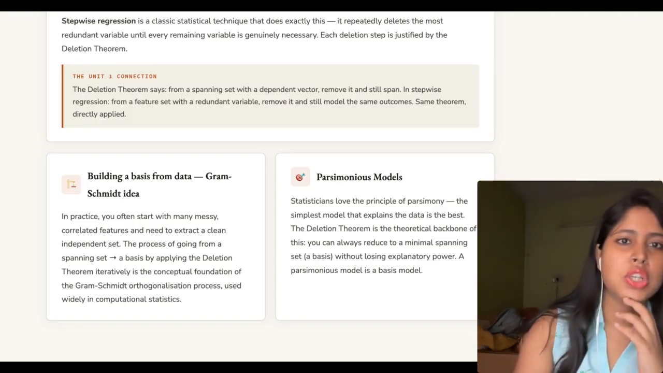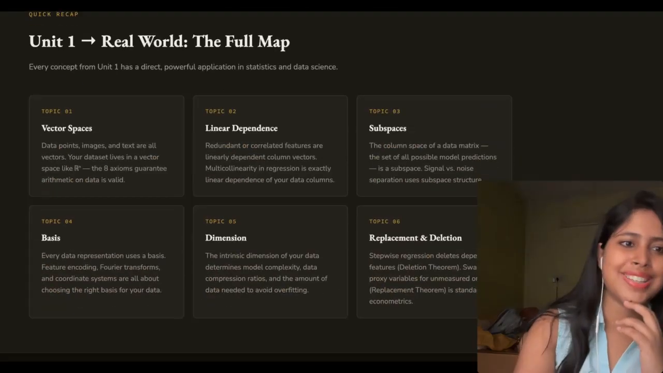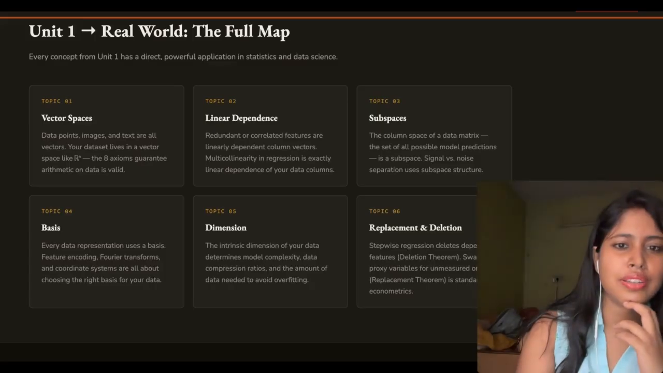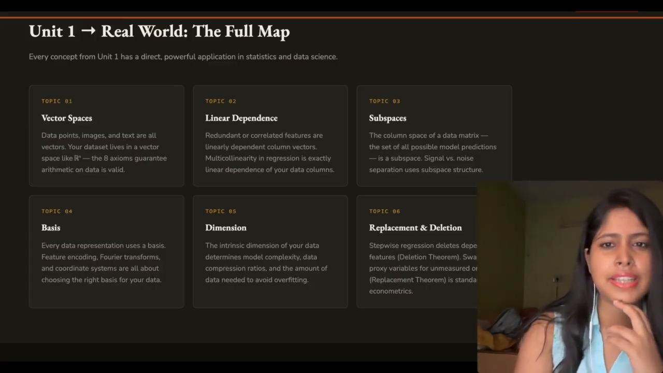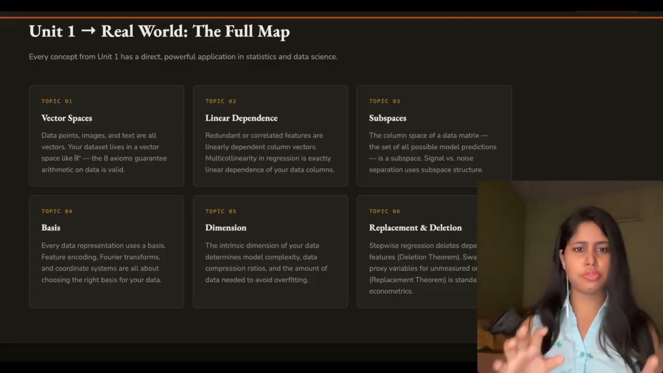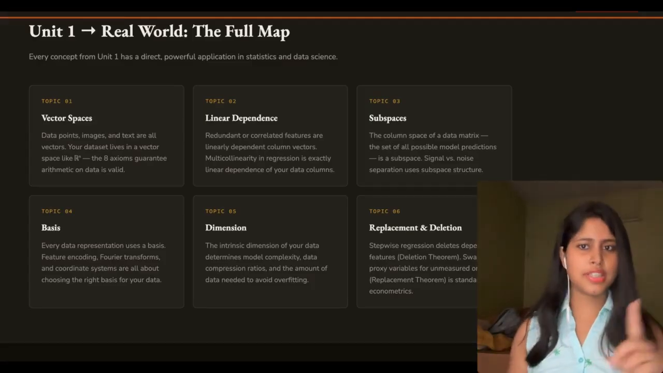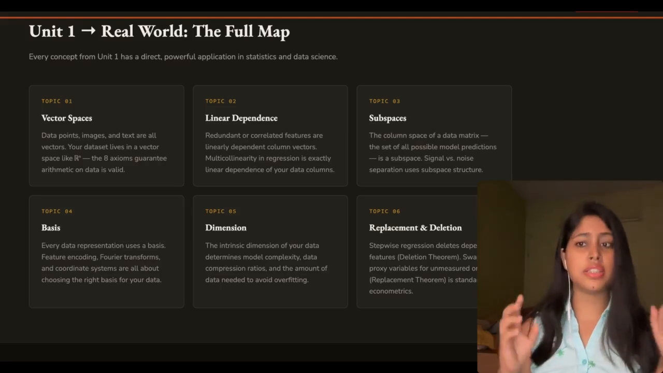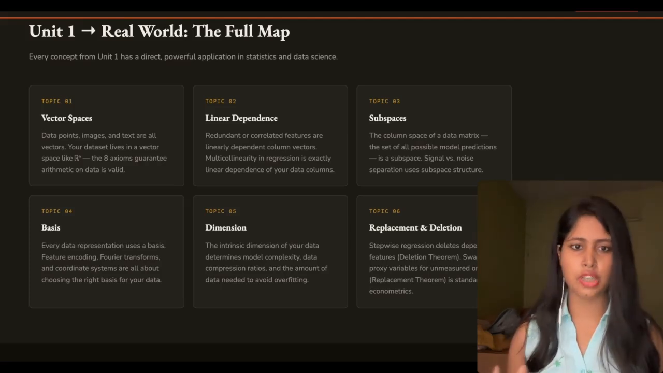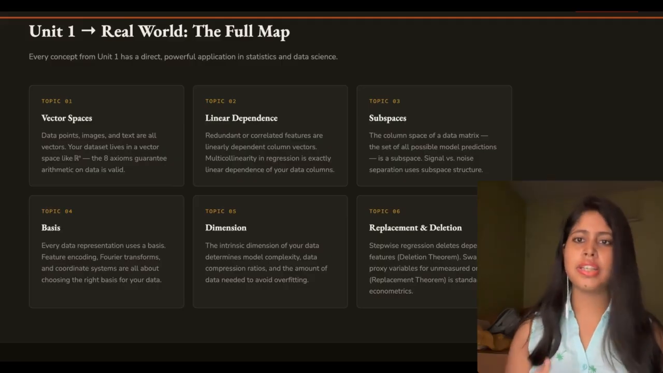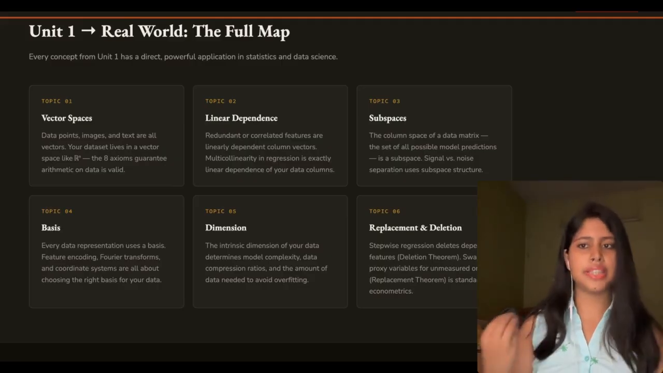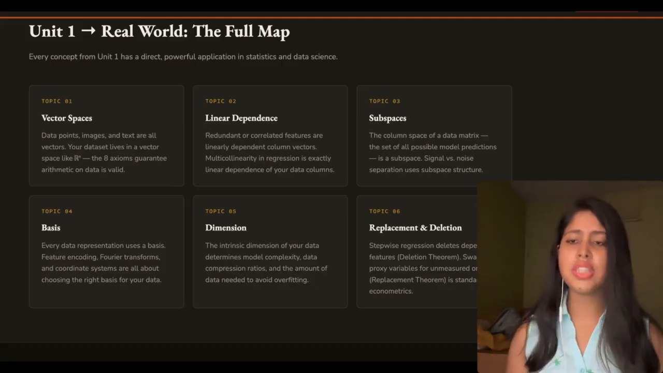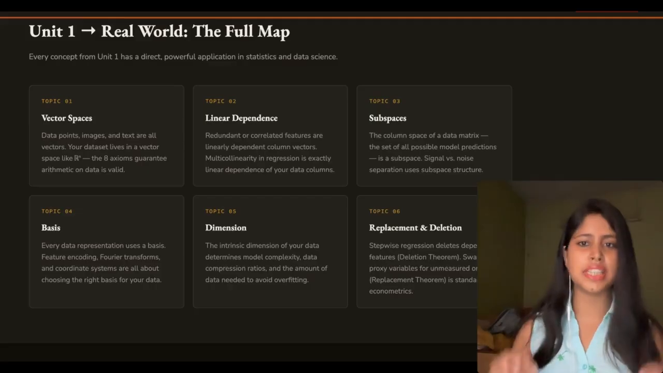Okay, so that is basically done for today's class. So let's do a quick recap of what we just covered. Vector spaces: your data lives in Rn. Every observation is a vector. The 10 axioms make arithmetic on data valid. Linear dependence and independence: redundant features are linearly dependent column vectors. Multicollinearity is linear dependence. Feature selection is finding linearly independent subsets.